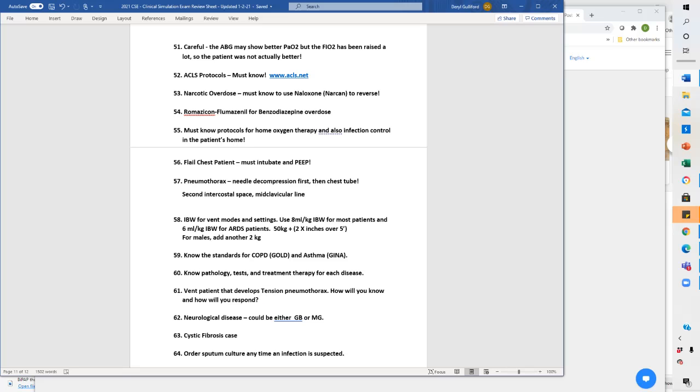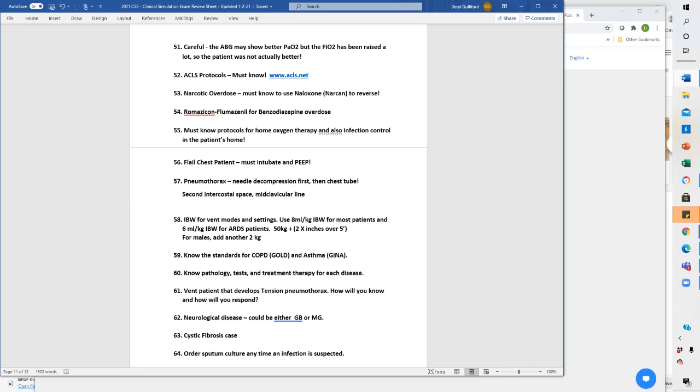It's definitely needle decompression. Now, at the hospital, you may see the physician go right for a chest tube. And if he's handy and everything's available to do that quickly, there's nothing wrong with that. But the correct first step is needle decompression, because it can be done so quickly by anybody.